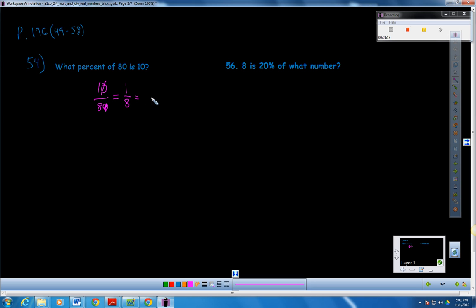1 over 8, well, let's think about that. I know what 1/4 is, Mr. Claxon. 1/4, I could write that as 0.250. I can write that as 250 thousandths. So I know that 1/8 is just half of that. 1/8 is half of 1/4. So I'm going to look back up here and say, well, that's 0.125, because half of 250 is 125.